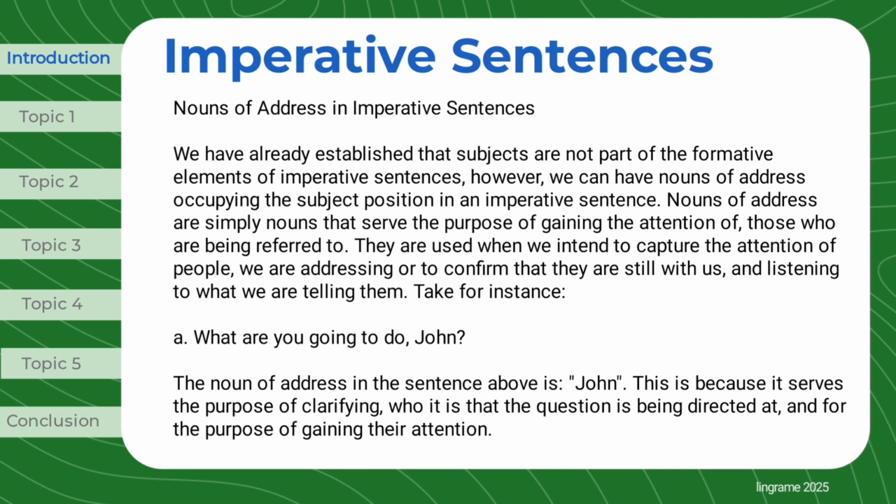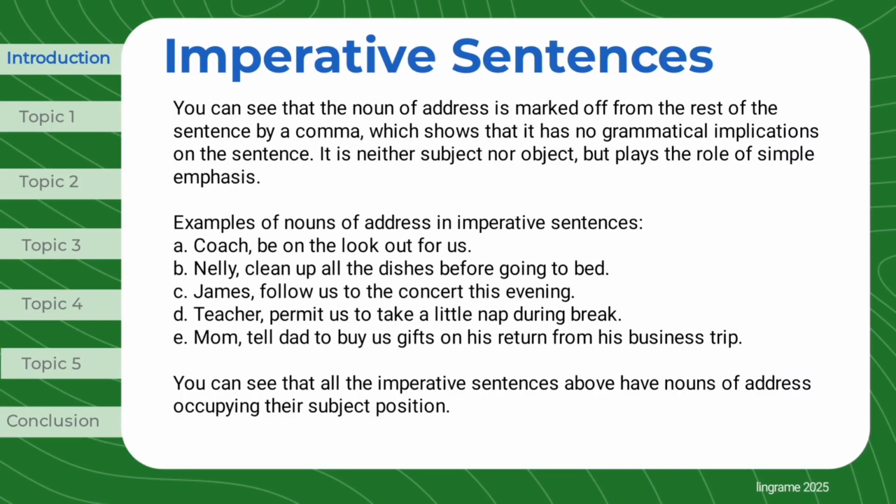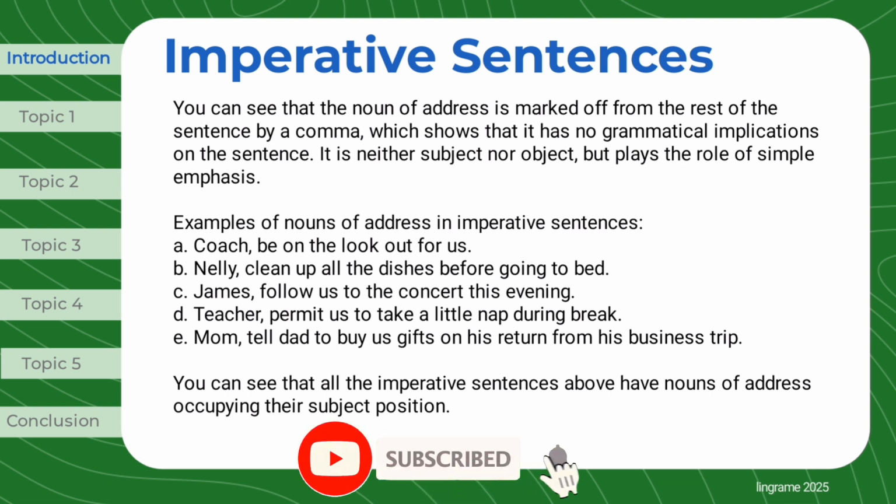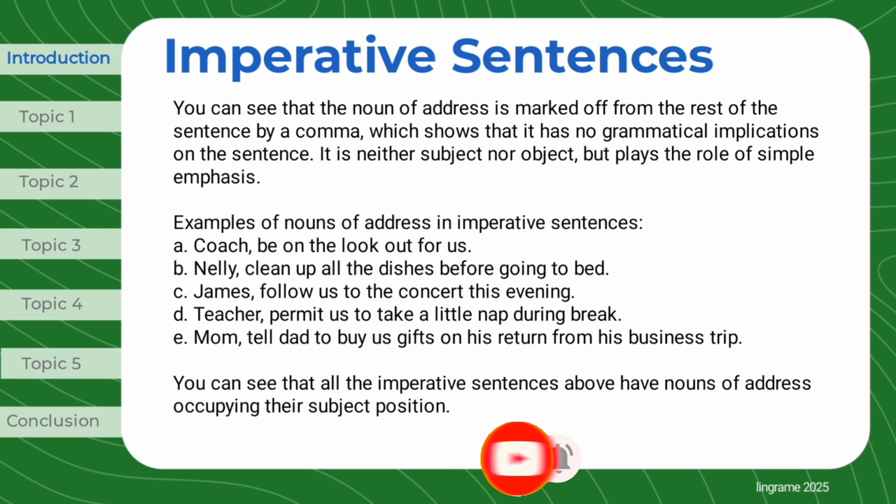Take for instance, what are you going to do, John? The noun of address in the sentence above is John. This is because it serves the purpose of clarifying who it is that the question is being directed at, and for the purpose of gaining their attention. You can see that the noun of address is marked off from the rest of the sentence by a comma, which shows that it has no grammatical implications on the sentence. It is neither subject nor object, but plays the role of simple emphasis.